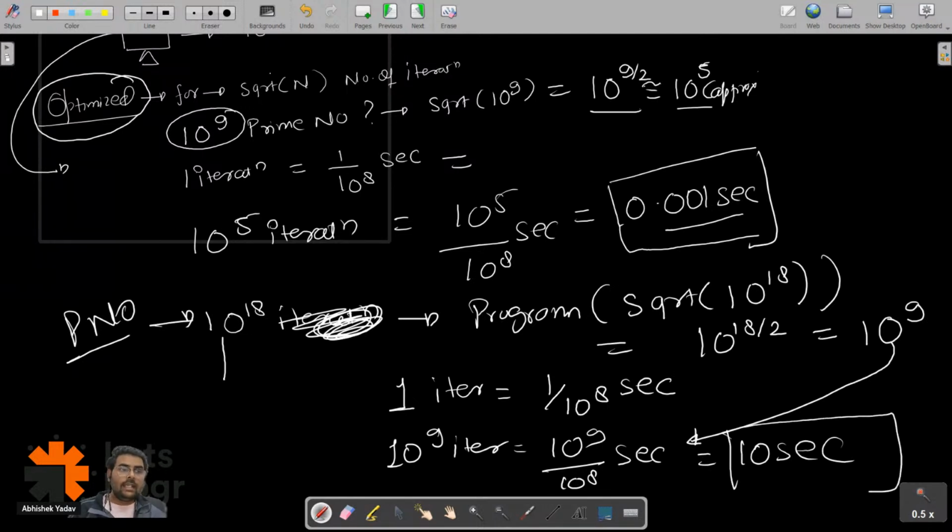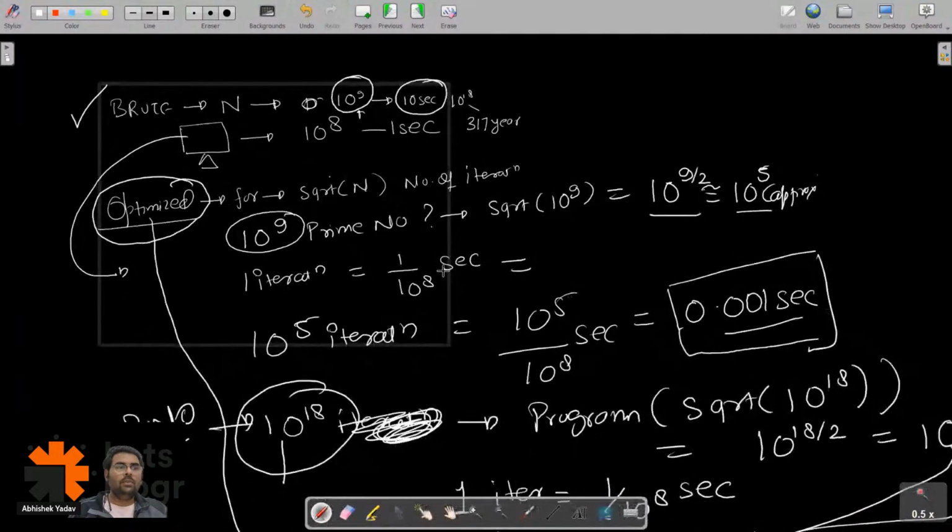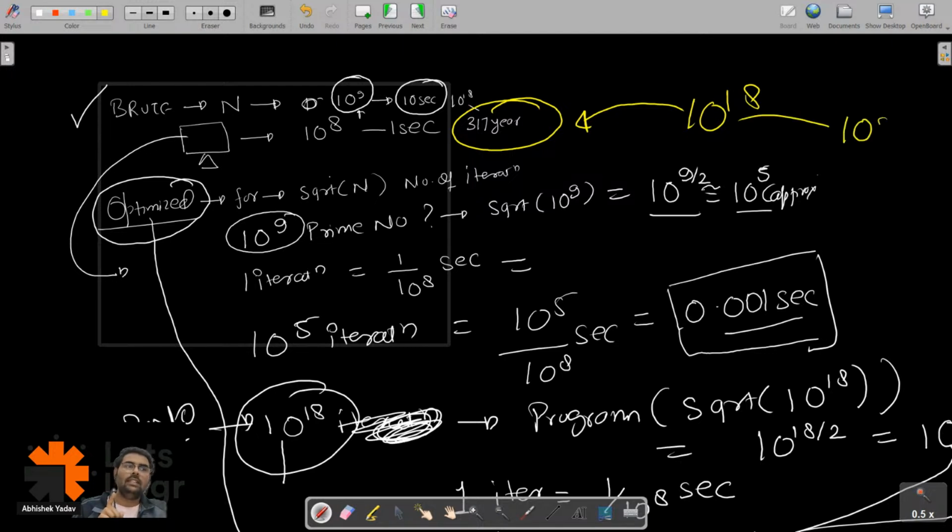So guys, to check whether 10 to the power 18 is a prime number or not, your optimized code is taking 10 seconds, and your brute force solution is taking how much time? It is taking 317 years for the same input, right? For the same input, that is 10 to the power 18, आपका brute force solution 317 year ले रहा है, और आपका optimized solution 10 second ले रहा है.